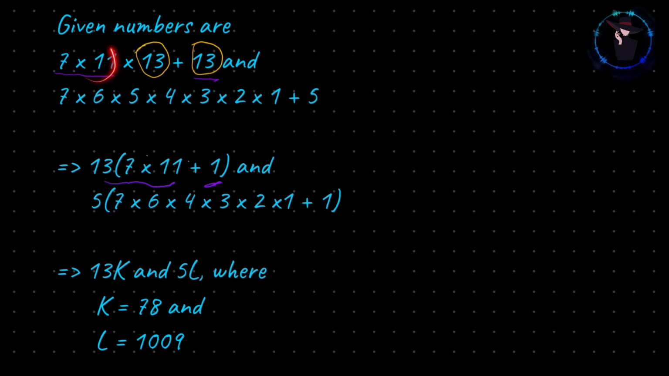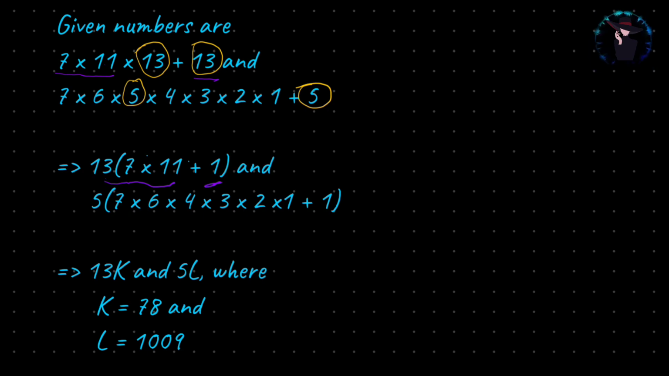7 into 11 from this, 1 from this. Similarly, if we take 5 common from here, because at both sides of the plus we have 5 here and 5 here. Let me just circle it. 5 here, 5 here. Let's take this 5 common. So what's remaining here? 7, 6, 4, 3, 2, 1 plus, if there is nothing here, comes 1 again. We take 5 common. 7, 6, 4, 3, 2, 1 plus 1.